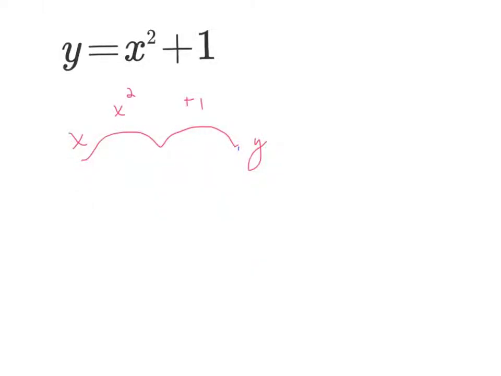This is example 2 of finding the inverse of a function. The function this time is y equals x squared plus 1. We're again going to first do it visually and then do it algebraically.